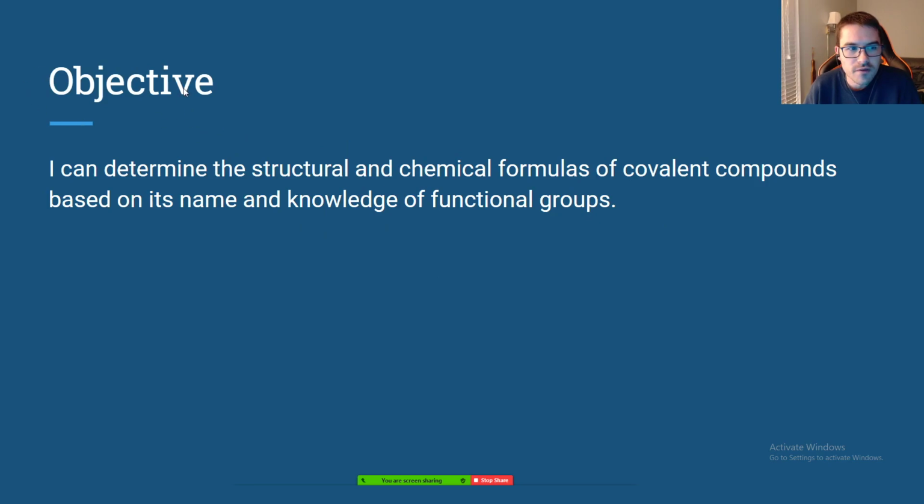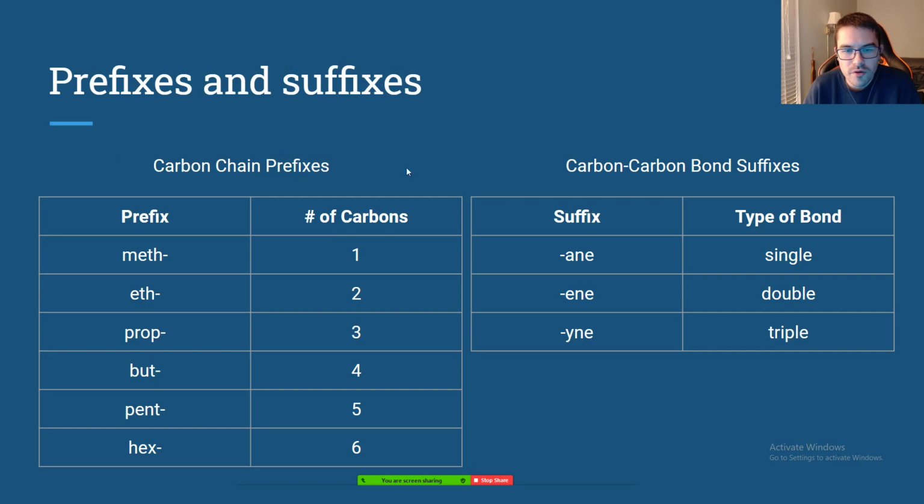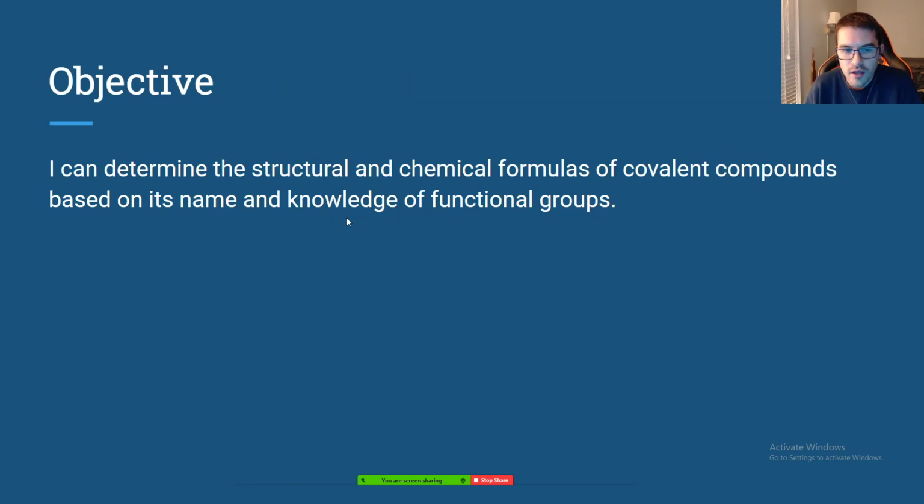And if we revisit the objective for this lesson, you're going to be able to determine the structural and chemical formulas of covalent compounds based on its name and knowledge of functional groups. So we really just focused on the name in terms of the prefix and suffix last time. Today we're going to be working in our knowledge of functional groups.